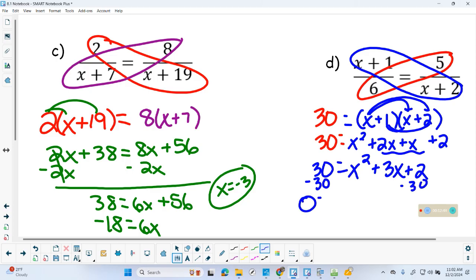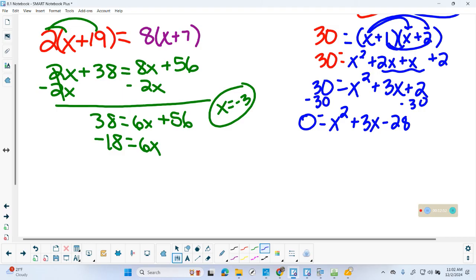Yeah, you're right. Okay, so 2 minus 30, got it. Yeah, negative 20. Let me scroll it up so I'm not clear at the bottom. Now, times tables, gotta know them. What 2 numbers multiply to negative 28 and add to 3?